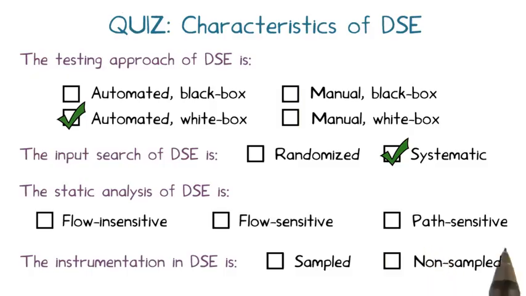Third, by its very nature, DSE is a path-sensitive static analysis. The basis of its operation requires distinguishing between different paths in a program's computation tree. Finally, the instrumentation in DSE is non-sampled, as it is in the case of Korat preconditions. An example of sampled instrumentation is statistical debugging, wherein the runtime overhead of tracking all instrumented predicates without sampling is prohibitive.